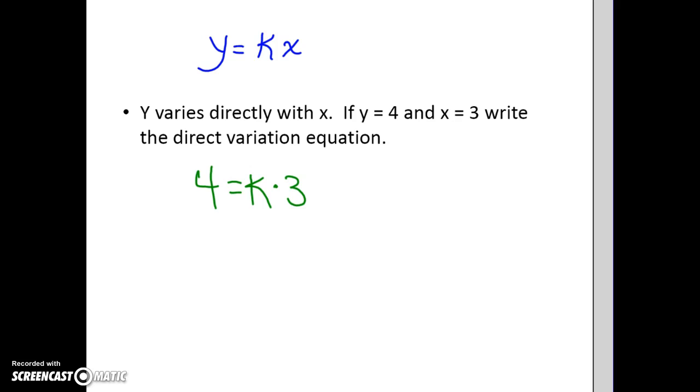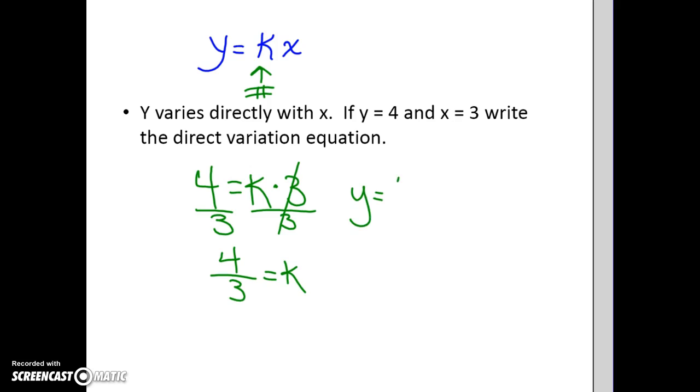I must get k by itself because I have to write this as y equals kx, and I need a number for k. I need a number there. So I solve for k by dividing both sides by 3. That cancels. I leave this as a fraction. 4 over 3 equals k, and I write my equation y equals 4 over 3 x.